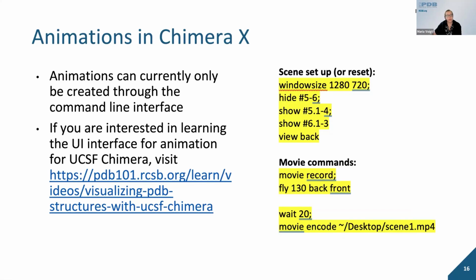And there is another thing that I wanted to mention. Animations in Chimera at this point can only be created through the command line interface. So you enter the commands just like here. We set up the screen, the scene. We tell it what to do. Then we tell it to record the movie. We tell the movie what to do. And then we encode the movie into our final file, which we can use.